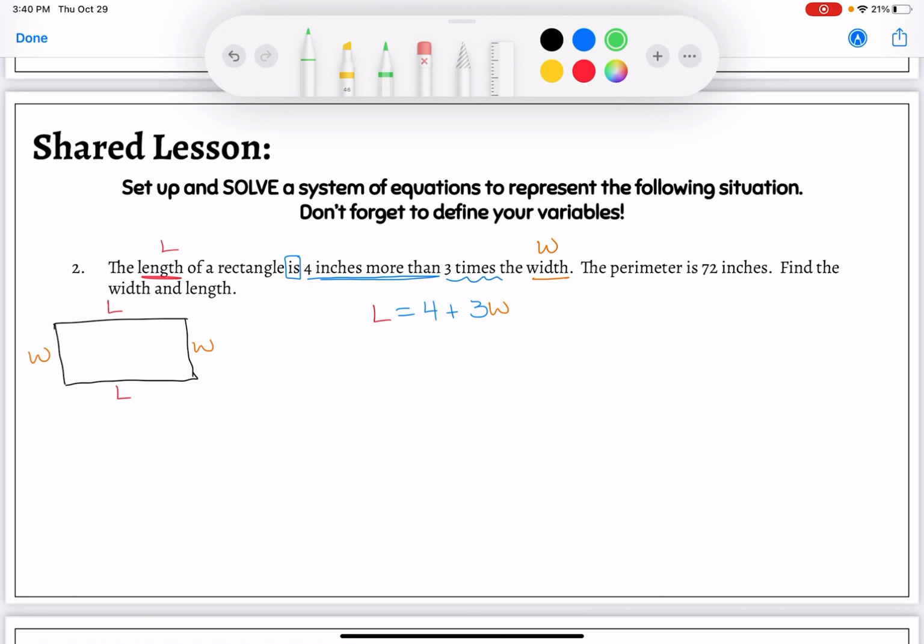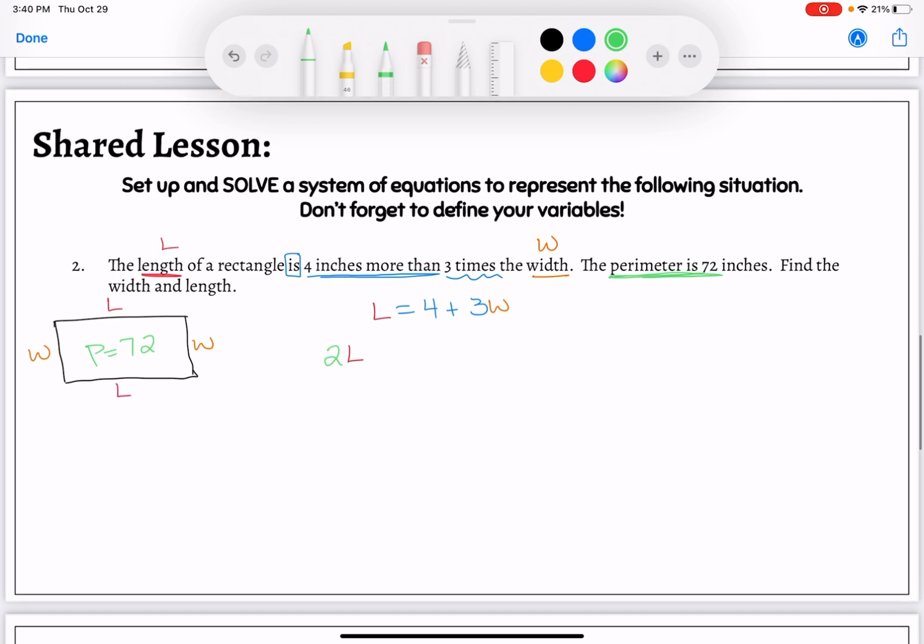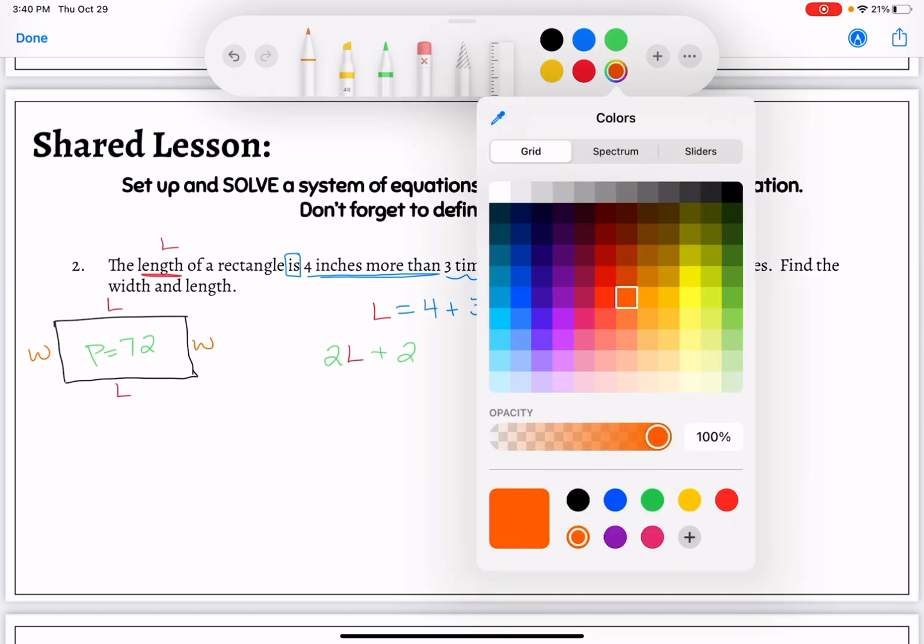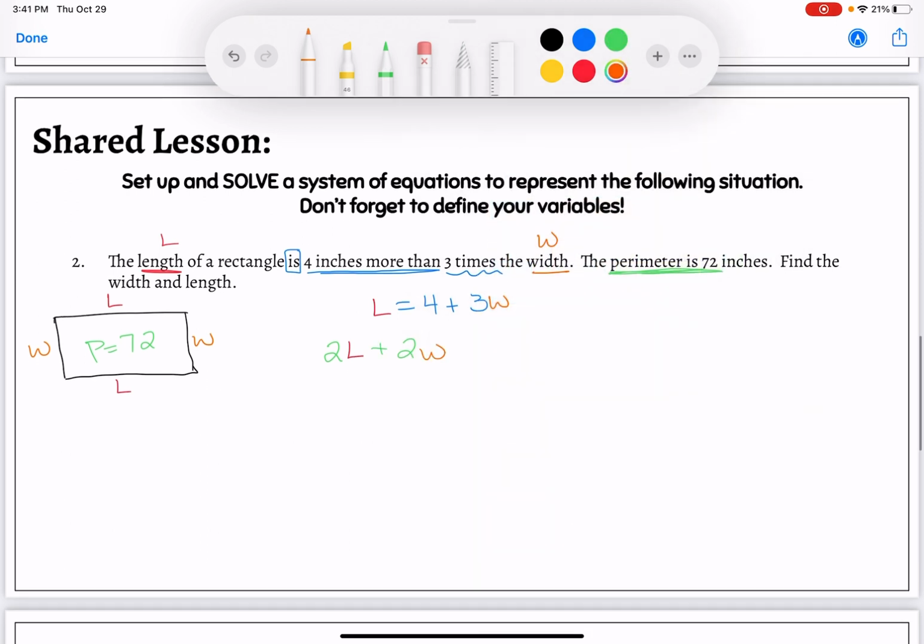My second sentence says that the perimeter is 72. Perimeter equals 72. So my perimeter means that I have two lengths, right? I add them all up. W plus L plus W plus L. So, or 2L plus 2W equals 72. So 2L plus 2W equals 72. Now I have my system and I'm ready to roll.